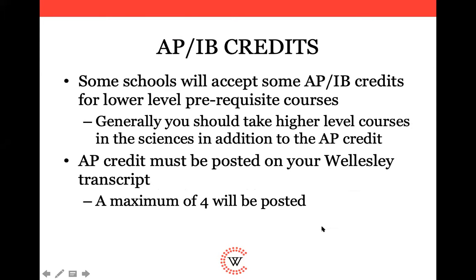AP IB credits. This is a school by school basis. Some schools are going to accept those credits for lower level courses, but you also want to take higher level courses in the sciences in addition to that AP credit, particularly things like chemistry. And the AP credit has to be posted on your transcript at a maximum of 4.